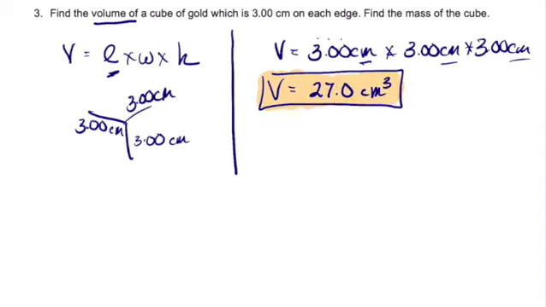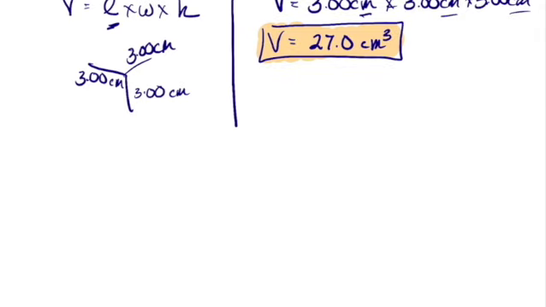Now the second part of this particular problem is to find the mass of the cube. Now we just determined what the volume would be by multiplying and solving for the volume. So we're going to use the density formula. Okay, density is equal to mass over volume.